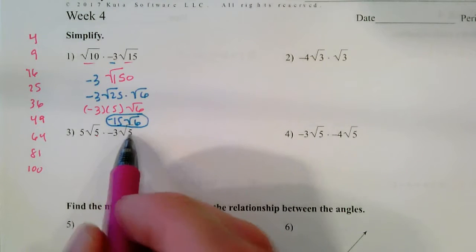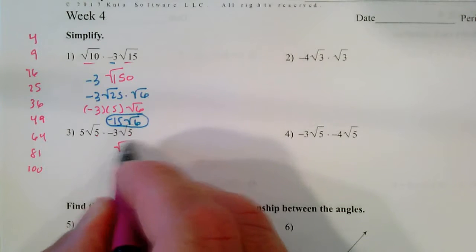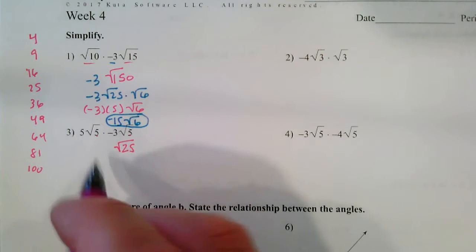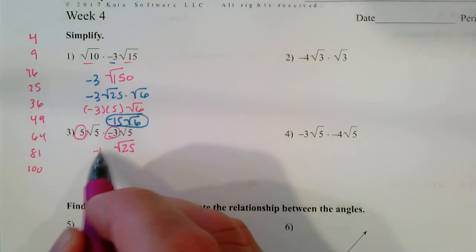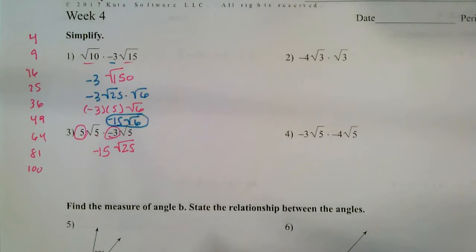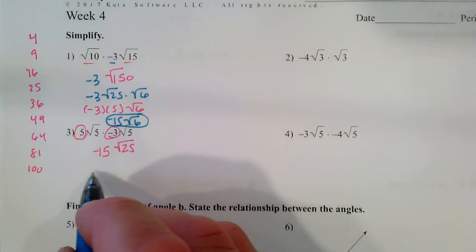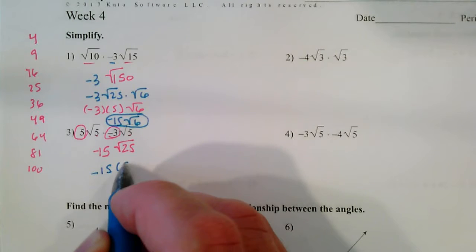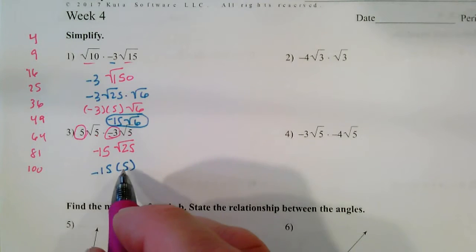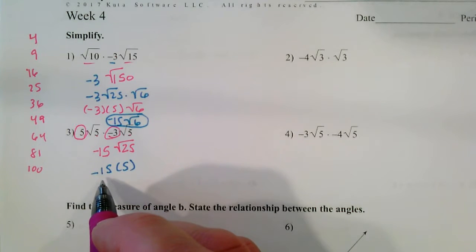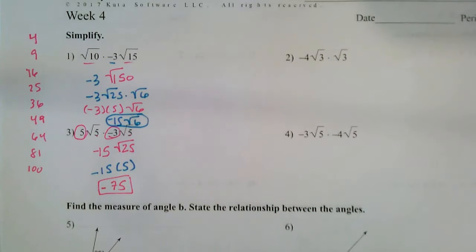So let's see. Square root of 5 times square root of 5. Well, that is square root of 5 times 5, which is 25. And 5 times negative 3 is going to be negative 15. But square root of 25 is actually a whole number. That's 5. So that's negative 15 times 5. And 15 times 5 happens to be, let's see, 15 times 10 would be 150, so 15 times 5 is half of that, 75. Don't forget your negative. Negative 75. I'll leave the other two for you.